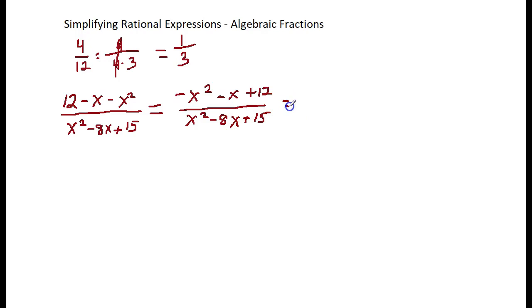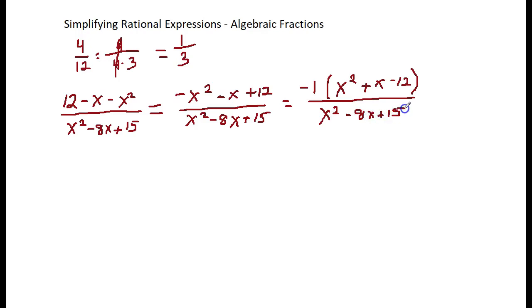Now, the numerator, I am going to factor out a negative 1 first because we like your squared term to be positive when we're factoring it. So I'm dividing out a negative 1 first. So what's left over, I'm going to have now positive x squared, and it's going to be plus x minus 12. In other words, it just changed the sign of everything in the numerator. That's all it did. And our denominator, I haven't done anything to it yet. It's still x squared minus 8x plus 15.